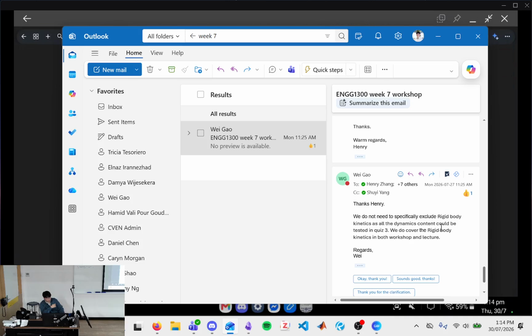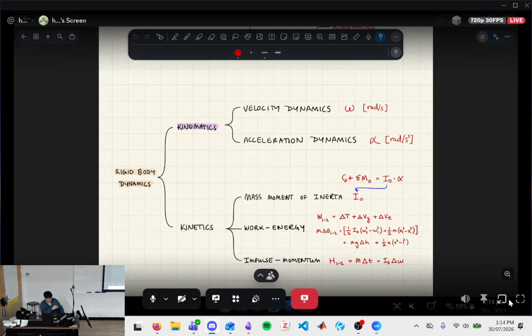And so he replies, we don't need to specifically exclude rigid body kinetics, as all the dynamics content could be tested. We cover rigid body kinetics in the workshop and lecture. So take of that what you will. Pretty much it's ambiguous, that answer, to be honest. I know for a fact rigid body kinematics shows up a lot in the sample papers, but whether rigid body kinetics is in or not is based on this response in the email. Okay, so take of that what you will.